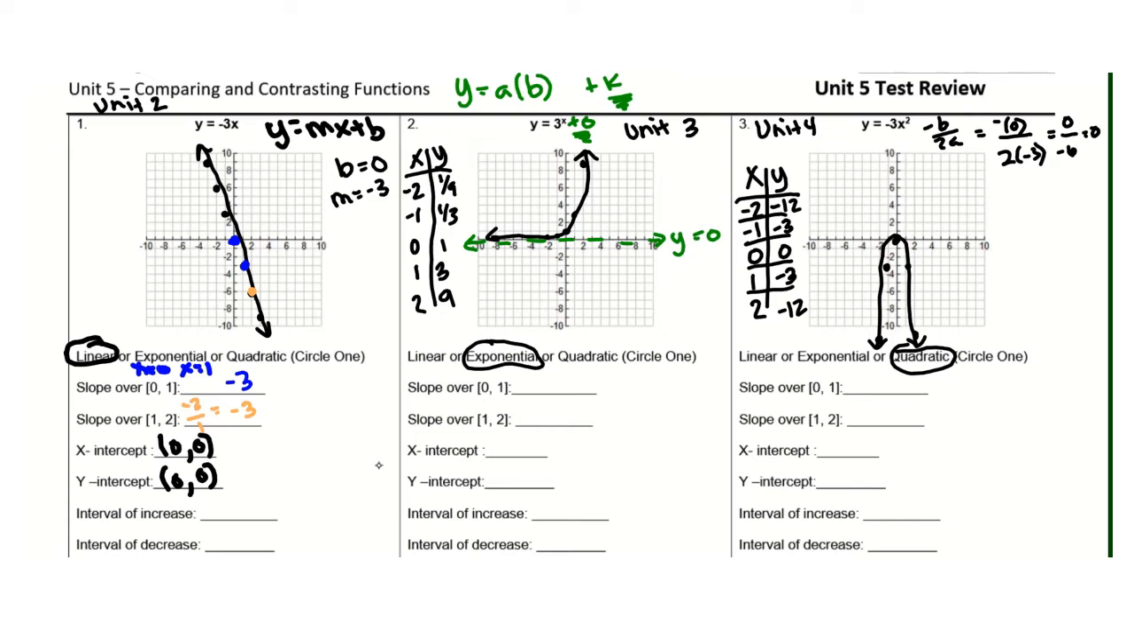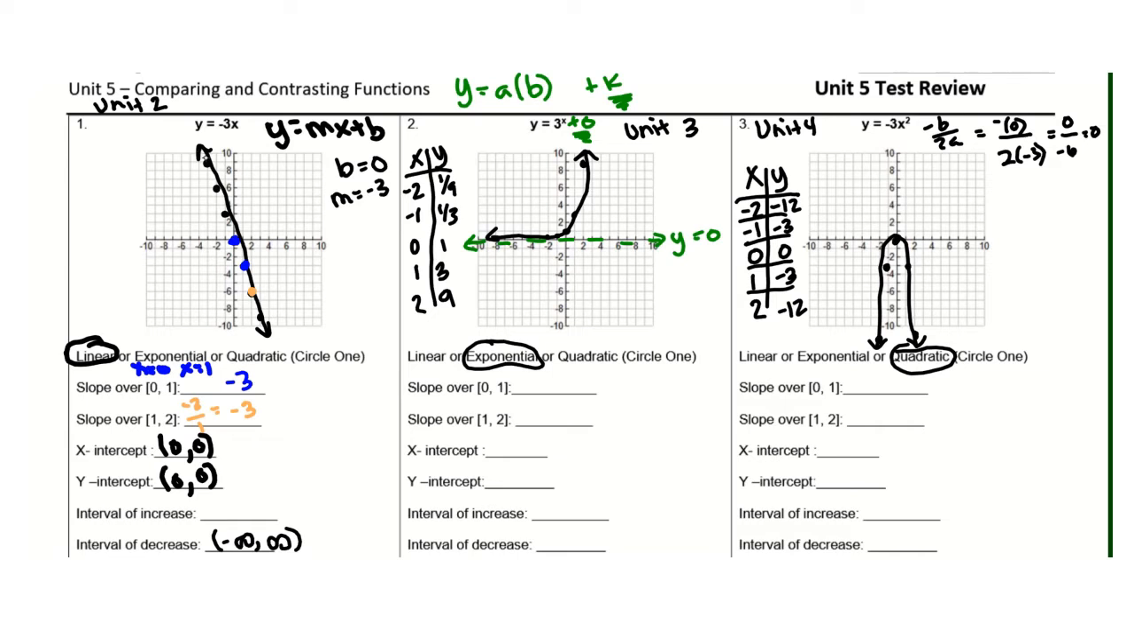Interval of increase and decrease. This is when you trace your graph from left to right. When I trace this graph from left to right, it is going down. So I am decreasing the entire time. I'm decreasing over my entire domain. My domain is going to the left forever, so that's at negative infinity. And it's going to the right forever, so it's going to positive infinity. So my domain is from negative infinity to positive infinity, and my line is decreasing over that entire domain.